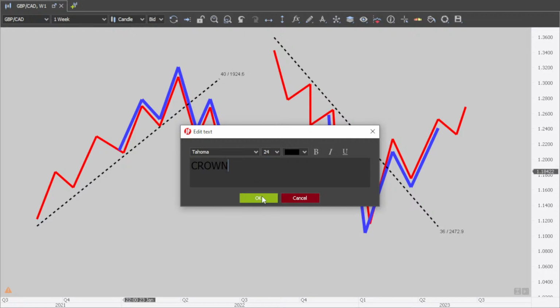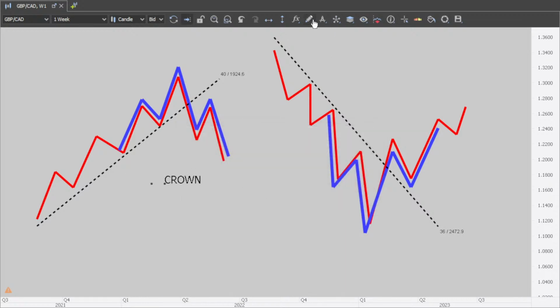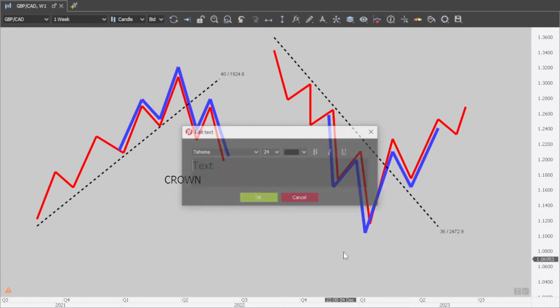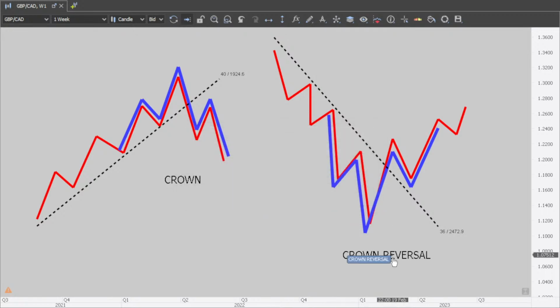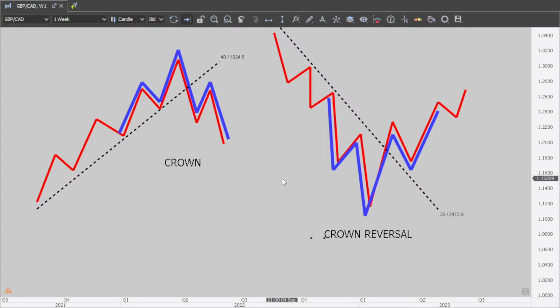Crown in here, and then we have here the crown reversal, right? Crown reversal, which would be crown reversal, right? Why? Because it's in the opposite direction. It's just vocabulary, everybody. It's similar to head and shoulders and inverse head and shoulders. Okay, it's just vocabulary, not to stress out.